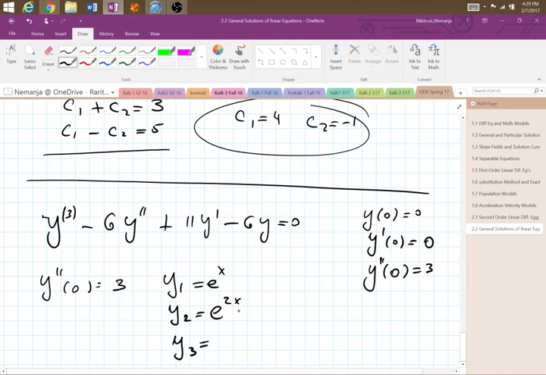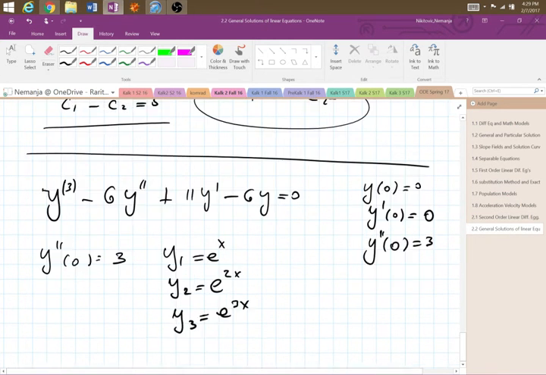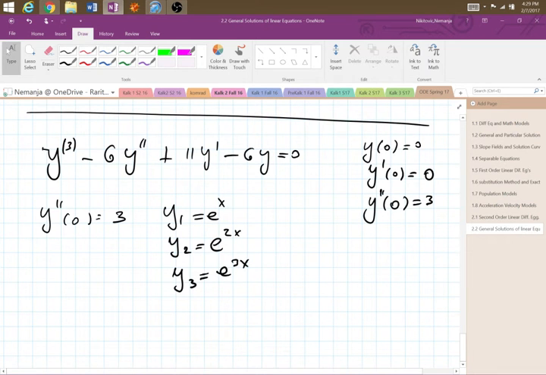e to the 3x. Put the solutions together and then use the matrix or whatever else, guess and check method, to figure out C1, C2, C3. So where would you start this problem at all? What would be the first step?